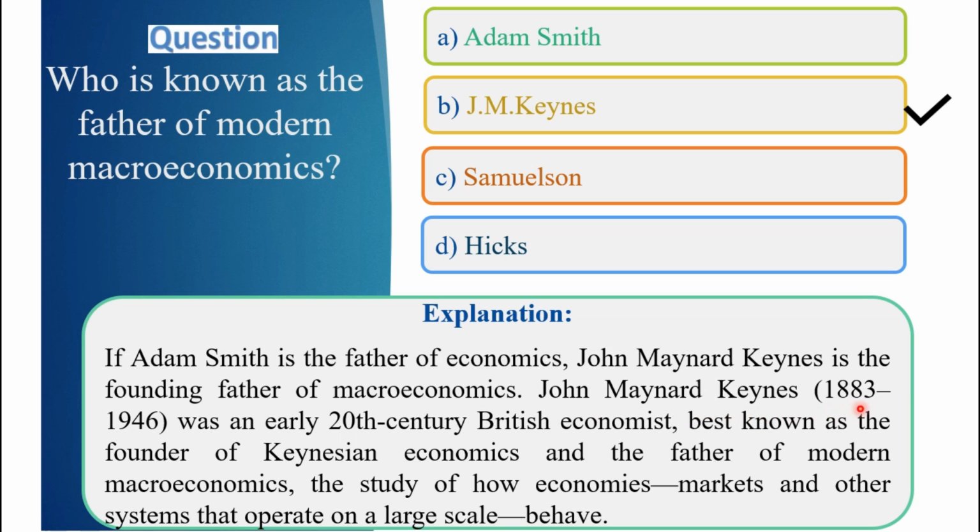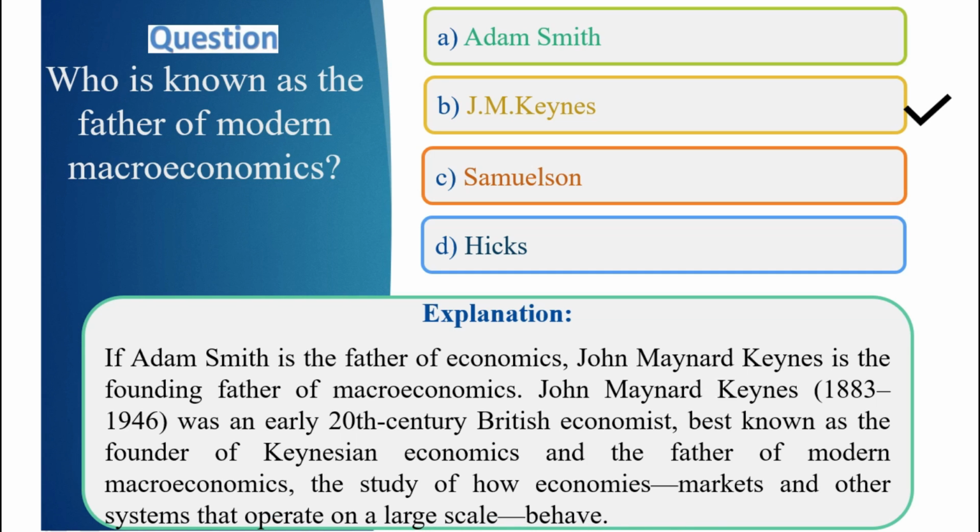John Maynard Keynes, 1883 to 1946, was an early 20th century British economist, best known as the father of Keynesian economics and the father of modern macroeconomics, how economies, markets and other systems that operate on a large scale behave.